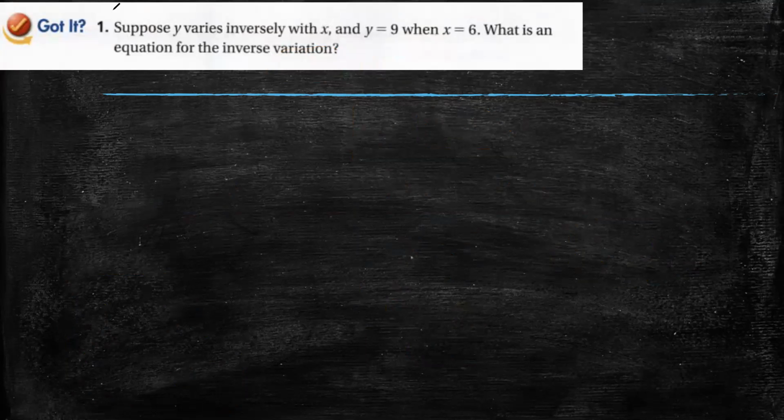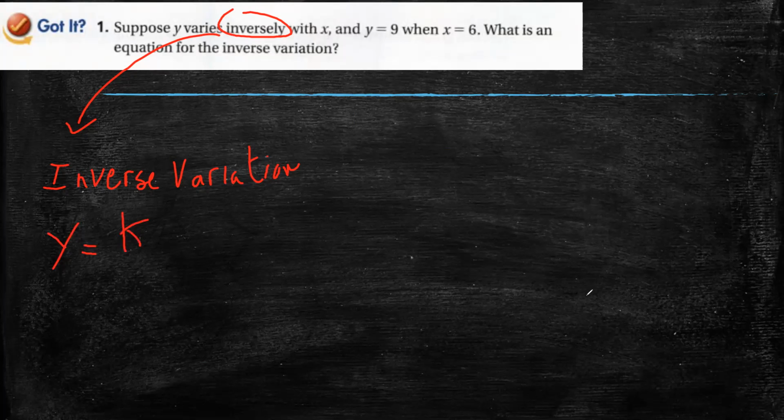Now, suppose y varies inversely with x. So I'm talking about inverse variation. From this word, that means inverse variation. To write the equation of the inverse variation, we said that the equation was y equals k over x. So to write it, I need to find k.